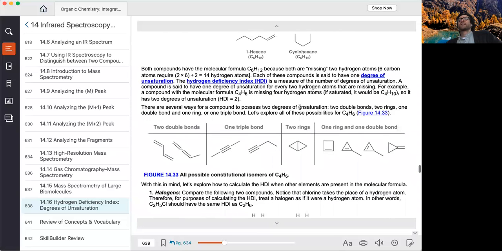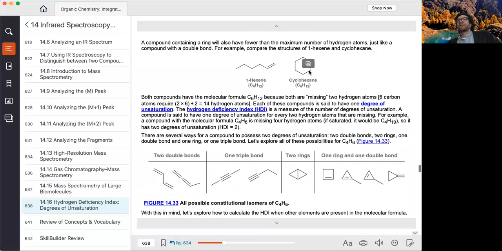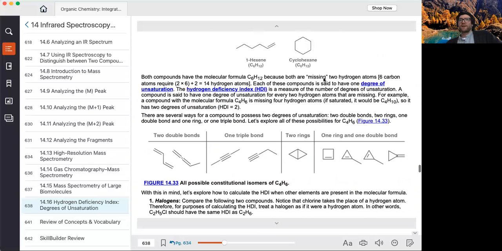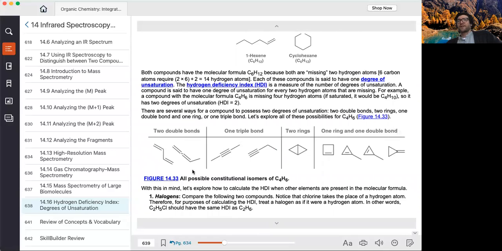But 1 degree of unsaturation, you see here, can mean 2 different types of structures. 2 degrees of unsaturation can have different types of structures as well. If you have 2 degrees of unsaturation, there's probably 2 double bonds, or maybe there's 1 triple bond in the molecule, or maybe there's 2 rings. All of these are constitutional isomers of the same molecular formula, C4H6.